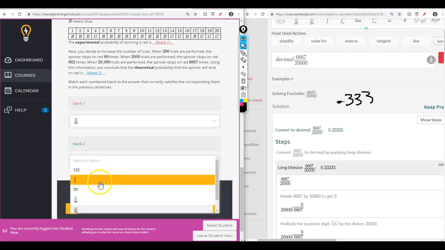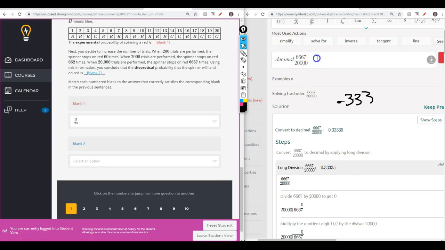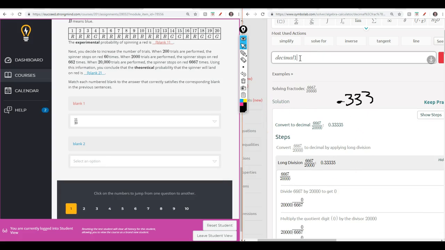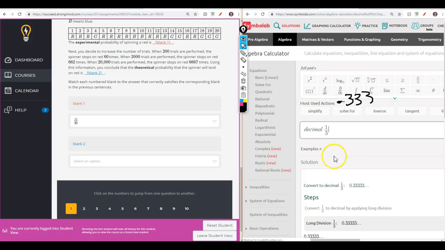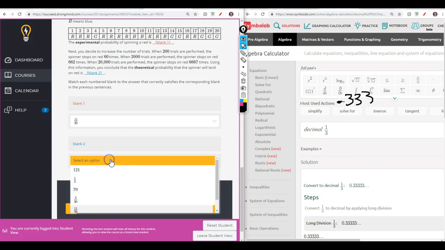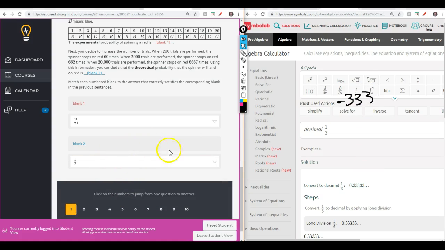Now if I don't remember that 1/3 is close to 0.333, then I would just type in decimal 1 divided by 3, and notice it's 0.333 repeating. So blank 2, the theoretical probability, is 1/3.